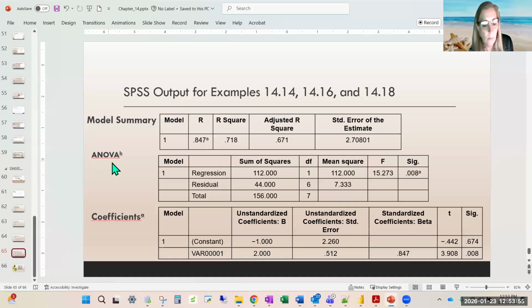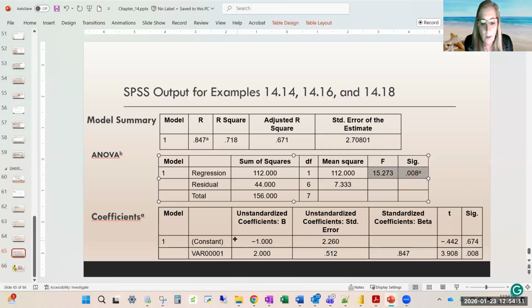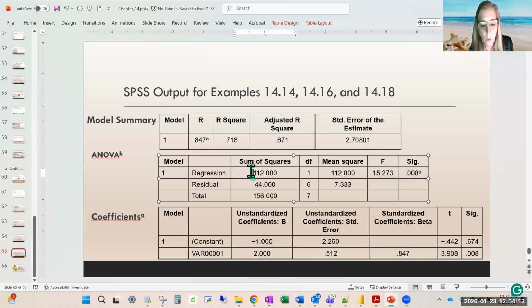All right, here is the output you would see if you do a regression equation. You can see that it's giving you the model summary. It will have a box that's called ANOVA, where it gives you the F-test to tell you if you have a significant measure or not. And you can see it gives you sum of squares for regression and residual, as well as the degrees of freedom, the mean square, and the F-test. Everything that we learned how to calculate, right?